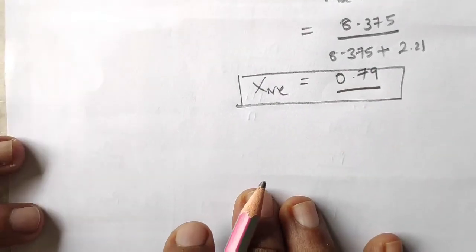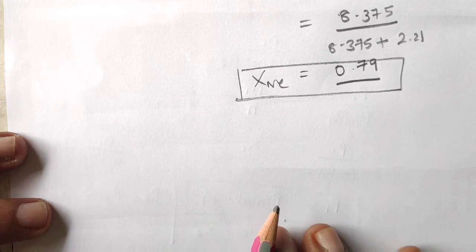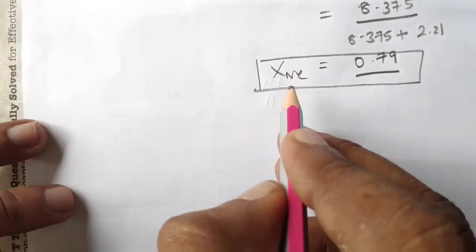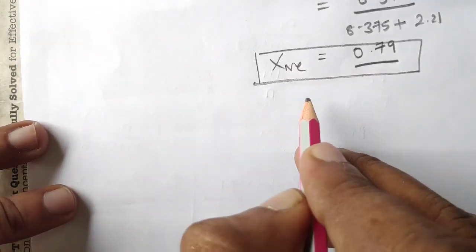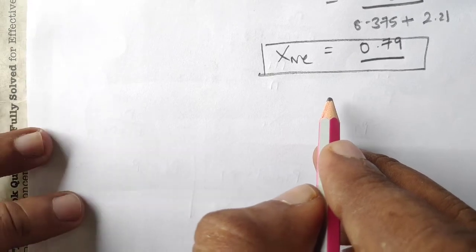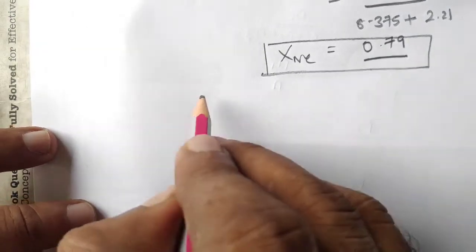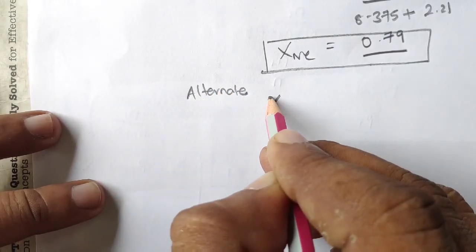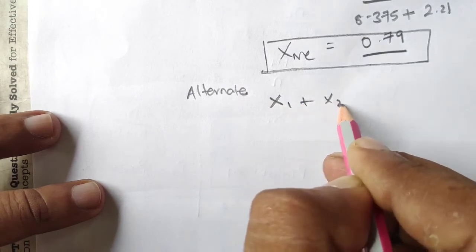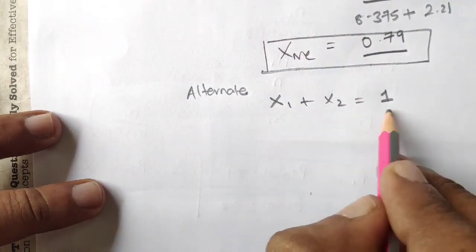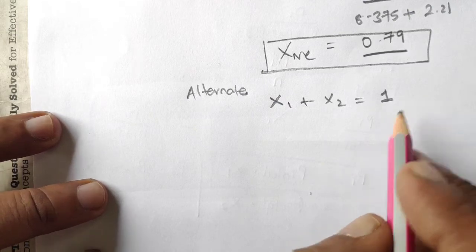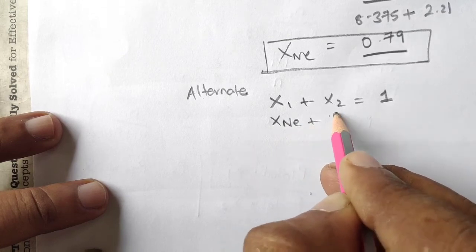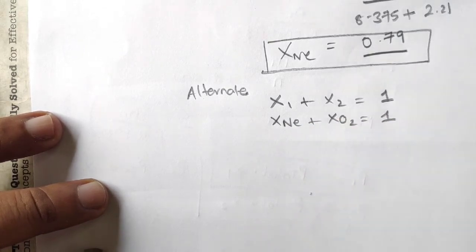Understood? Now we have to find the partial pressure. You can also find the mole fraction through another method. You know the formula, the total mole fraction is equal to x1 plus x2. If not, we'll discuss it in the next video. In your textbook they have given an alternate method: mole fraction x1 plus x2 is equal to 1. This is the general form, based on what we have studied experimentally. Suppose this is the mole fraction of neon and this is the mole fraction of oxygen. The total is always equal to 1.